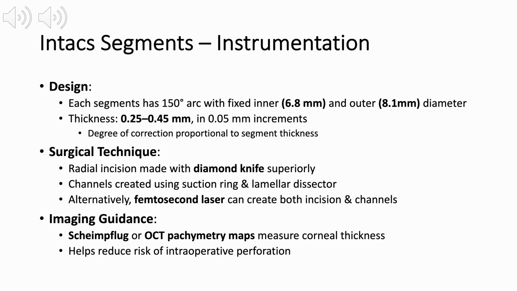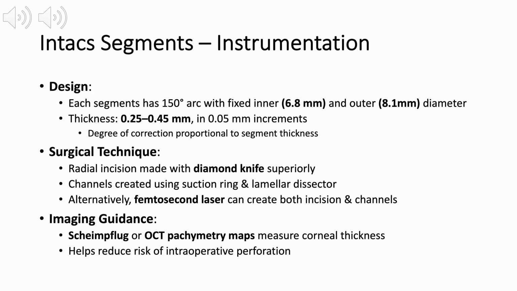The design and instrumentation of Intacs segments are tailored to reshape the cornea in keratoconus and other corneal ectasias. Each segment is constructed as a 150-degree arc with a fixed inner diameter of 6.8 millimeters and an outer diameter of 8.1 millimeters. The thickness of these segments ranges from 0.25 to 0.45 millimeters, available in increments of 0.05 millimeters, with the degree of visual correction being directly proportional to the thickness of the implanted segment.